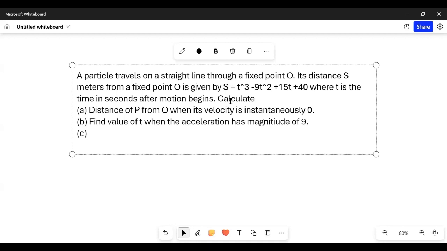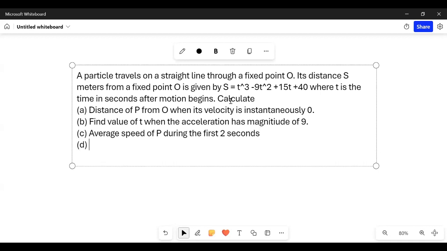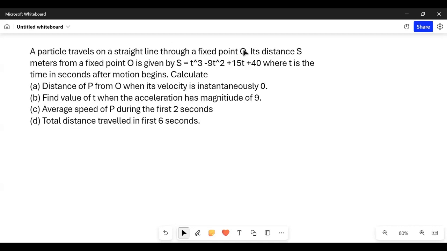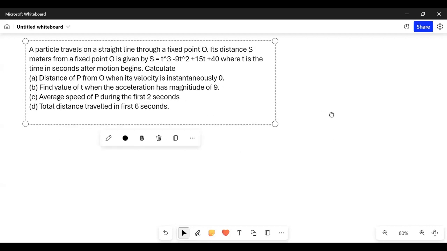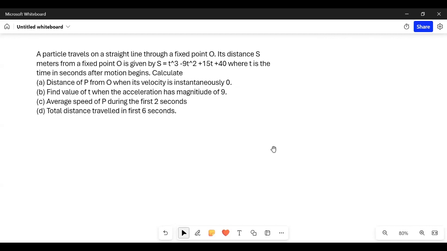Find the average speed of P during the first 2 seconds. And lastly, the total distance traveled in the first 6 seconds. Let me know when you're done noting it down.